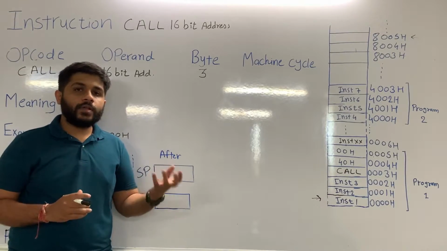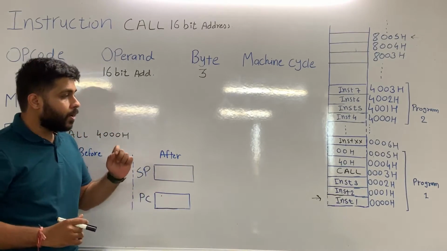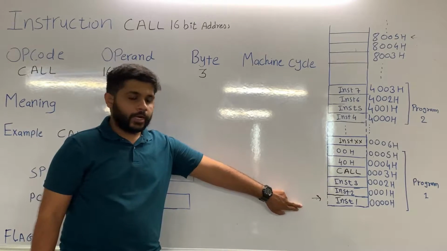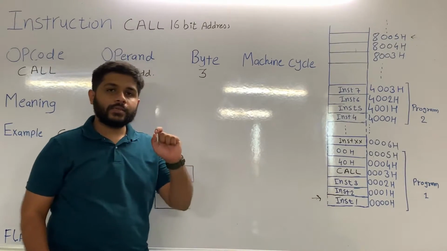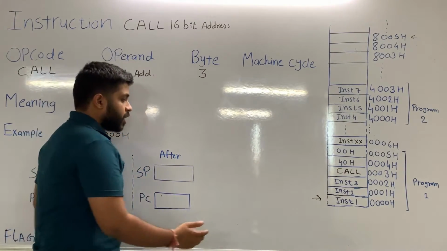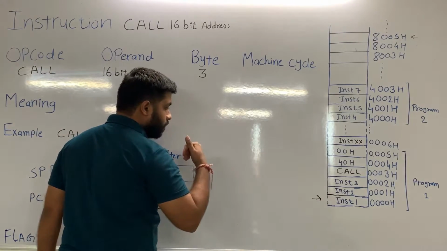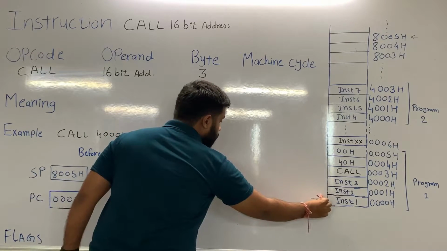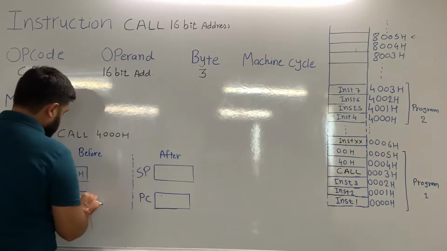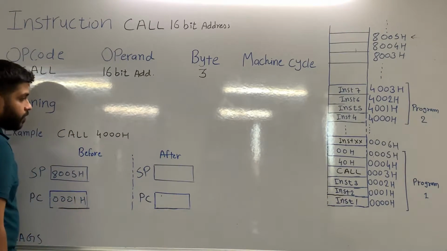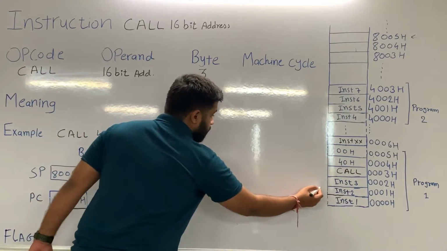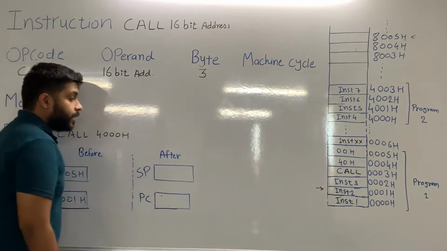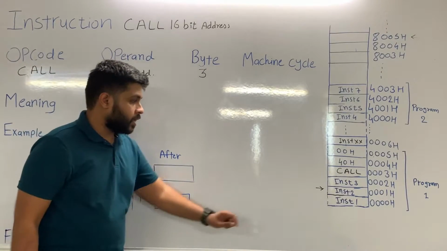Now the processor will fetch the instruction from where the program counter is pointing. The program counter is pointing at location 0, so the microprocessor will fetch instruction 1. After it fetches instruction 1, the value of the program counter will be incremented by 1. So now the value of the program counter will become 1, and it is pointing to the next memory location.